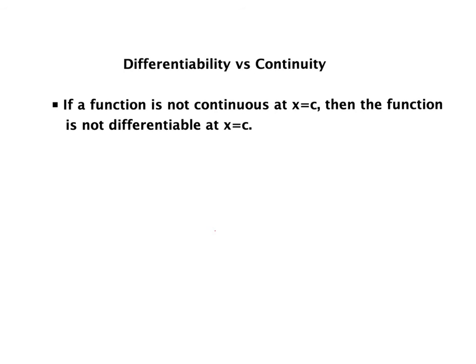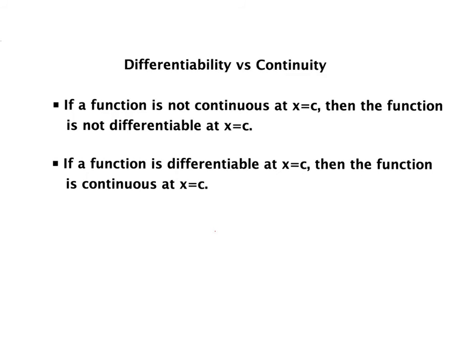Next, I want to talk about the relationship of differentiability and continuity. So I'm going to start with what I think is a simple statement. It should make sense. If a function is not continuous at x equals c, it doesn't exist at x equals c, then the function is not going to be differentiable at x equals c. There's nothing there. It's either an asymptote or a hole, but the function doesn't exist, so you can't differentiate it at that point.